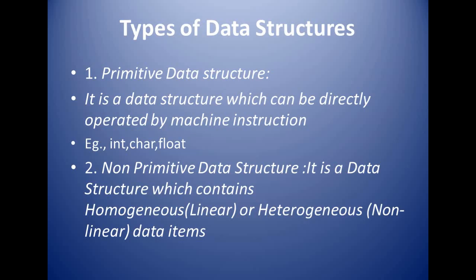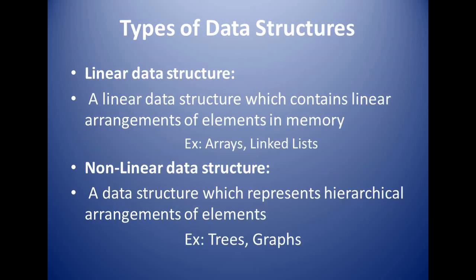So this non-linear data structure means tree, graphs, etc. And homogeneous linear data structure, linear means order wise. So it comes under linked list. So linear data structure is the orderly arrangement of elements in a memory. That is the linear data structure. And the examples of linear data structure are arrays and linked list. Non-linear data structure is a data structure which represents hierarchical arrangements. So what are the hierarchical arrangements? Examples are trees, graphs, everything comes under the non-linear data structure.